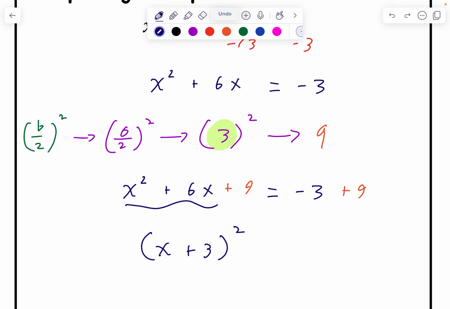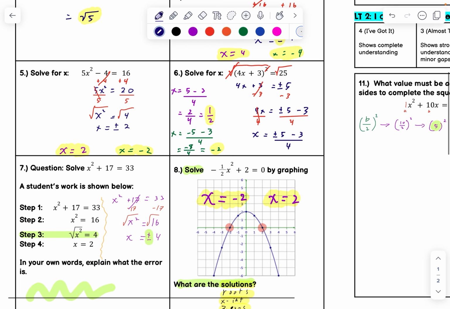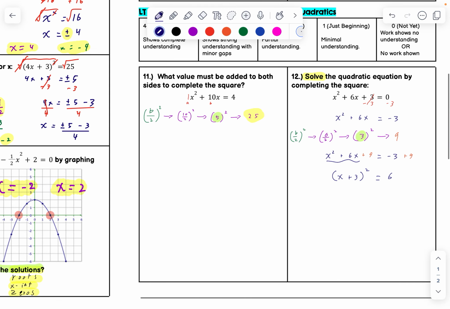The other side is going to come down. We're going to bring down the equal sign. Negative 3 plus 9 gives us a 6. And this looks really, really similar to a problem we had a few problems back, looking like maybe problem 6. So let's do what we think we should do.